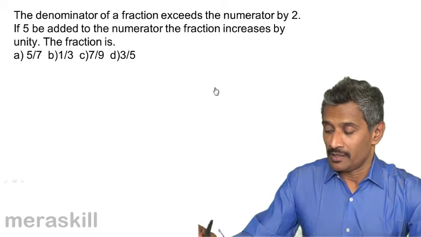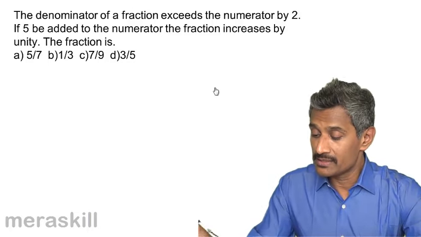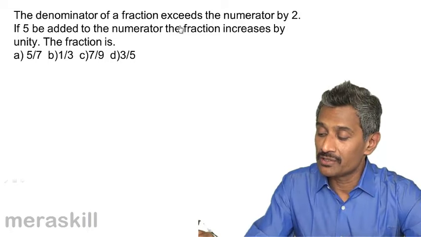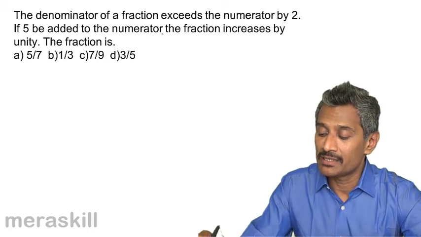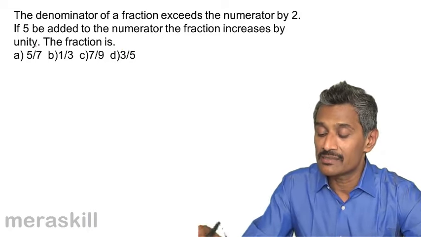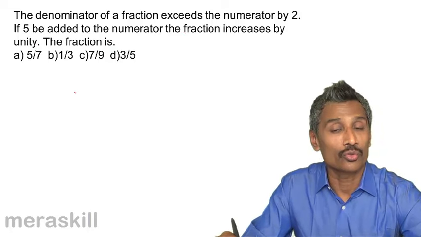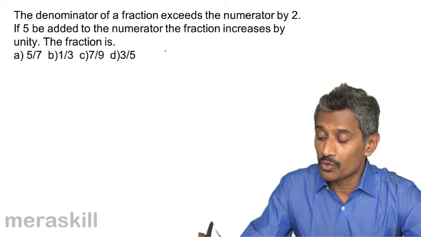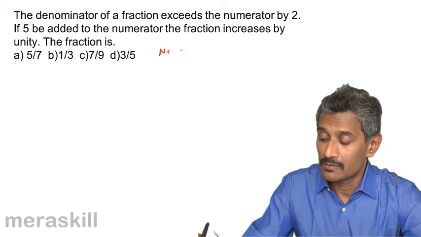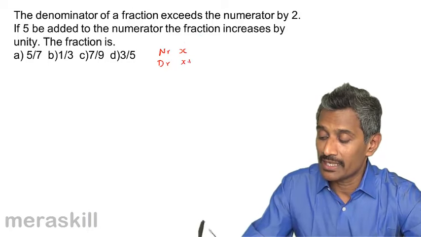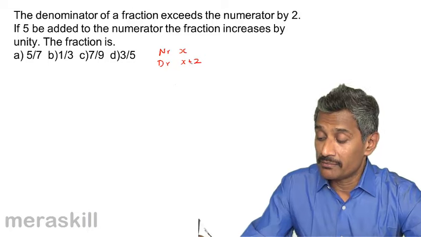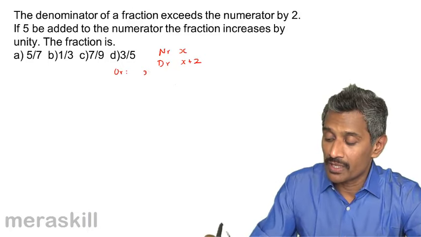Right. The next problem that is posed here is that the denominator of a fraction exceeds the numerator by 2. If 5 be added to the numerator, the fraction increases by unity. Find the fraction. If you take the numerator as, say, x, then the denominator exceeds the numerator by 2, so you get x plus 2. That means the original fraction is going to be x upon x plus 2.